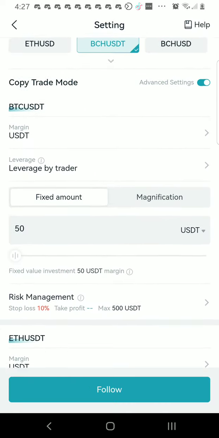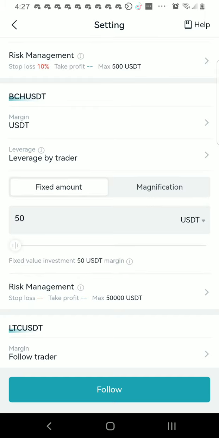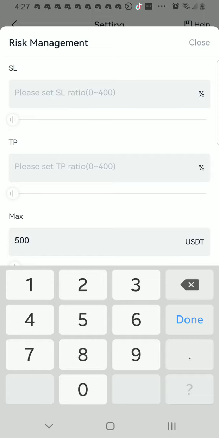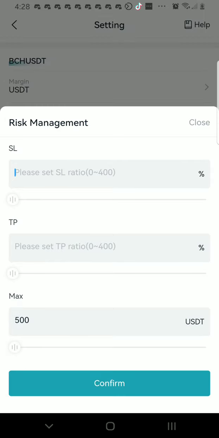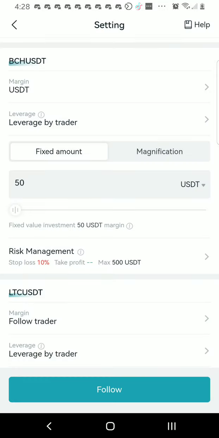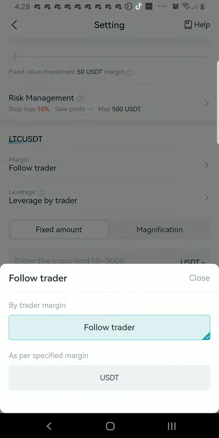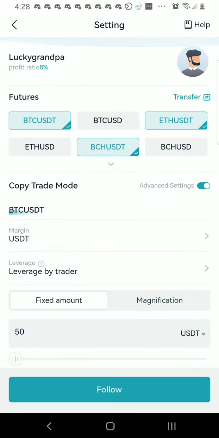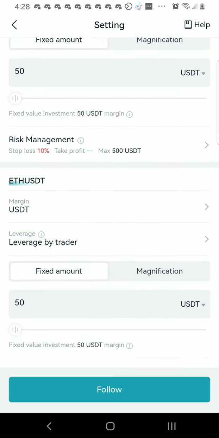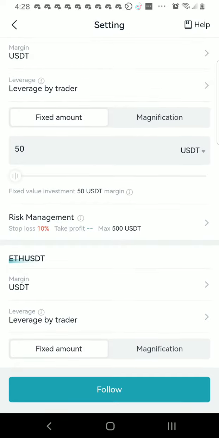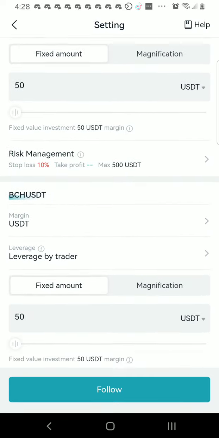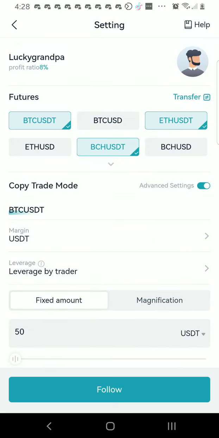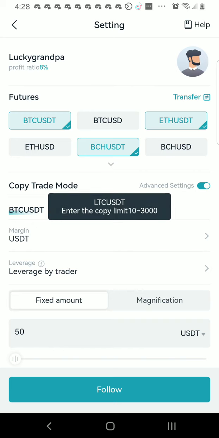And either long or short, it's USDT. And then you use here 500, so they will just share all, and 10%. So many options here. You don't have to put all the setup here. If you want to copy only the BTC, Ethereum, and BCH, that's fine already. You don't have to input all for LTC. Follow. Enter the copy limit.